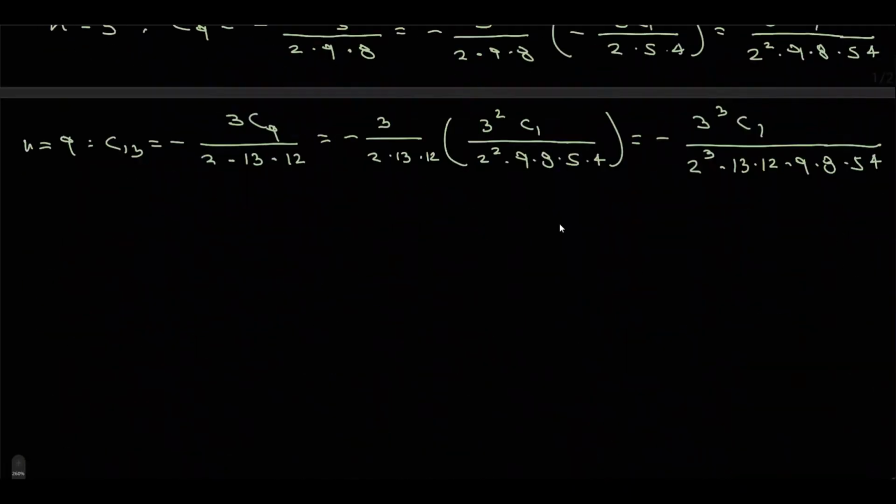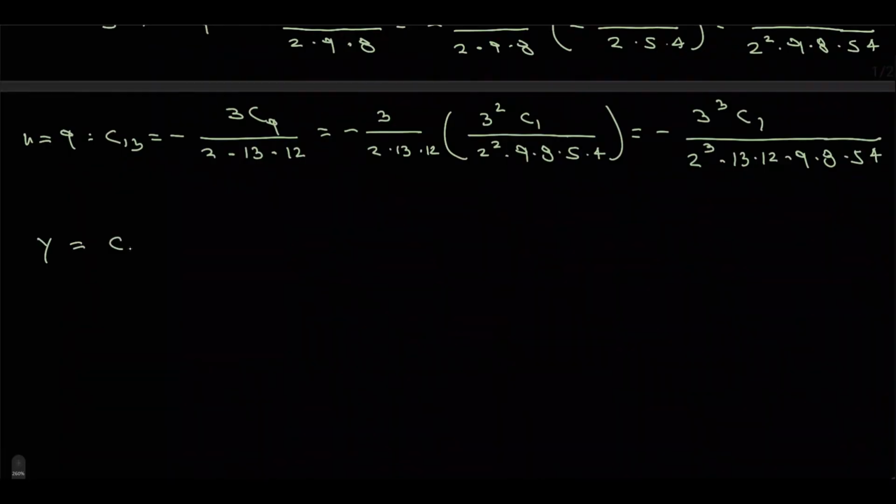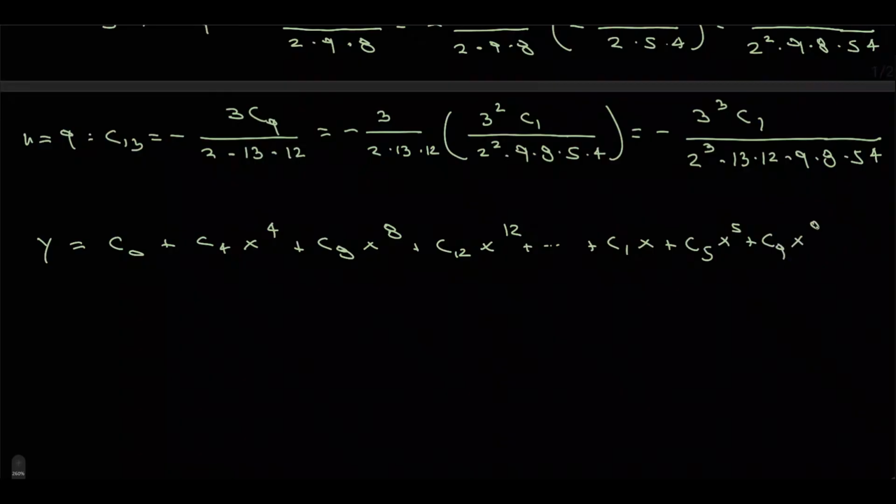So I'm going to write y equals c sub 0, simply x to the 0, plus c sub 4, x to the 4, plus c sub 8, x to the 8, plus c sub 12, x to the 12, etc., plus c sub 1, x to the first, plus c sub 5, x to the fifth, plus c sub 9, x to the 9, plus c sub 13, x to the 13, plus infinitely many terms.